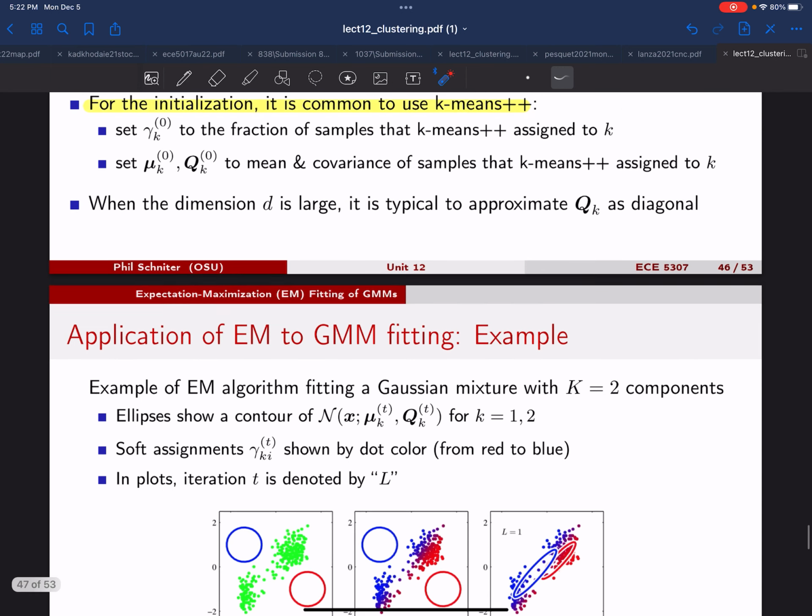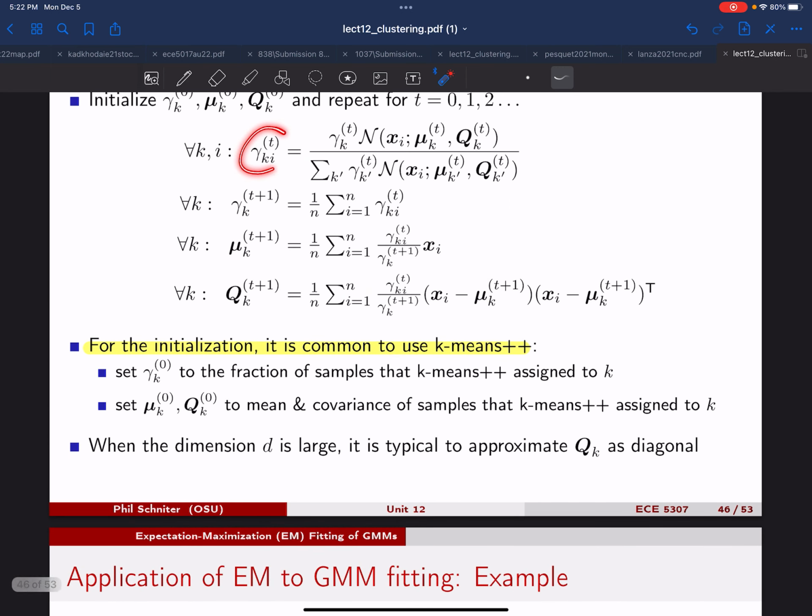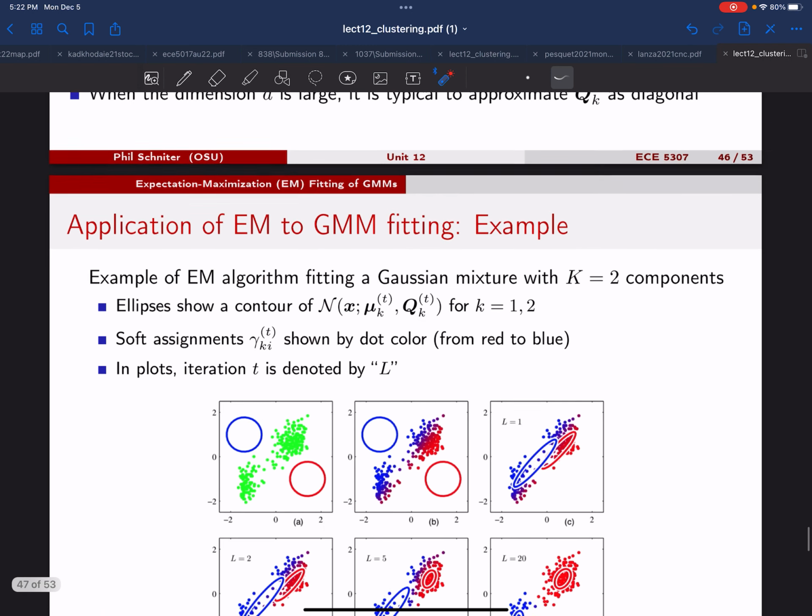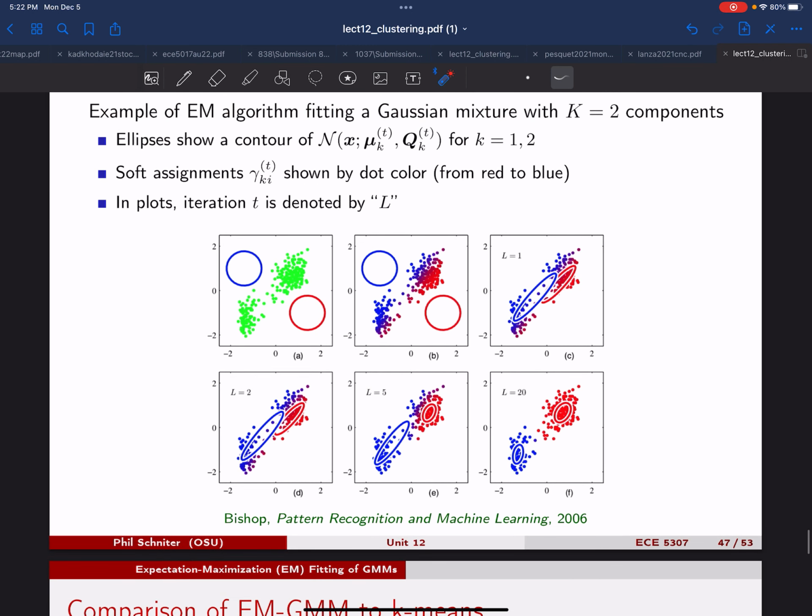Okay. The next thing is, once we have those soft assignments, we can update all our parameters, and that's going to change the mean of our ellipses as well as the covariance, which tells us how the ellipses are stretched.